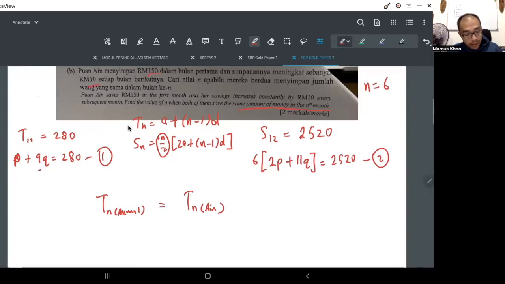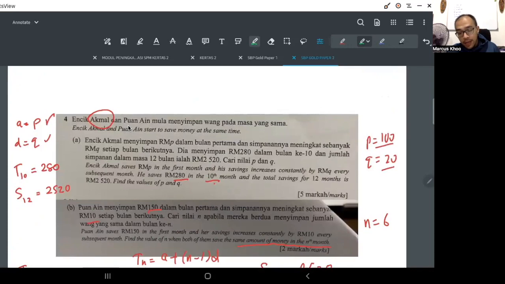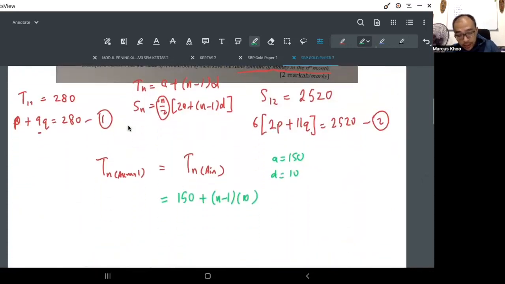So the A for Ain is 150, the D is 10. So I can say that this is 150 plus n minus 1 times 10. Manakala for Akmal, if you've done it correctly, you get P 100, Q 20. So this will be 100 plus n minus 1 times 20. And then you just fiddle around, you should be able to get the answer n equals 6.